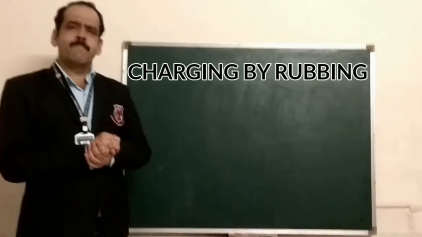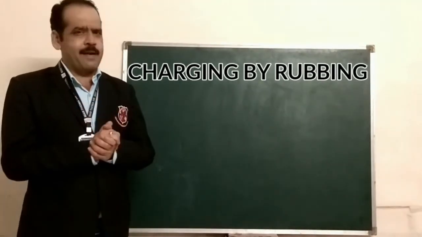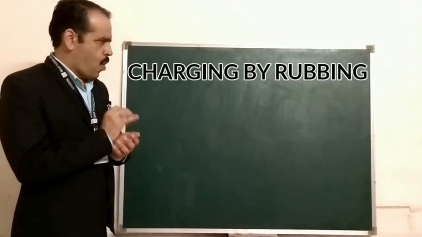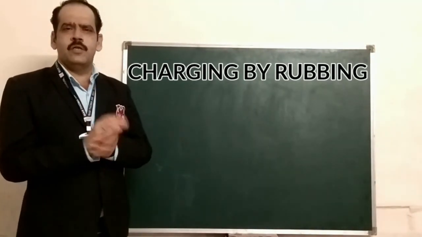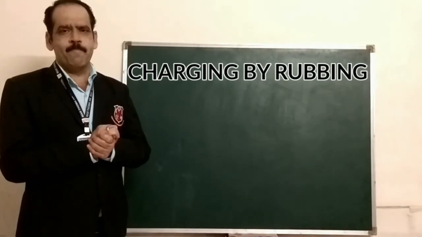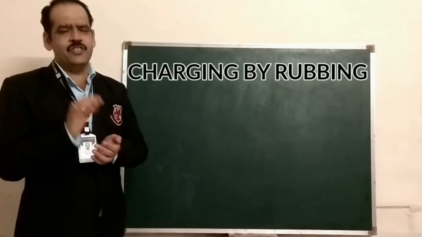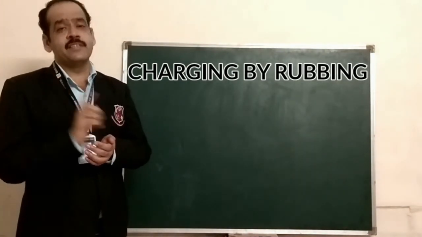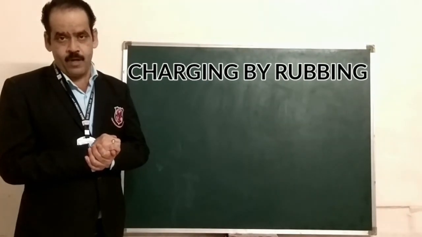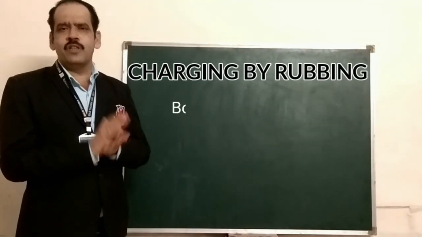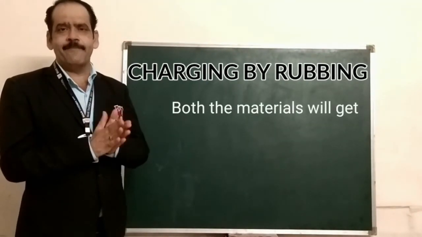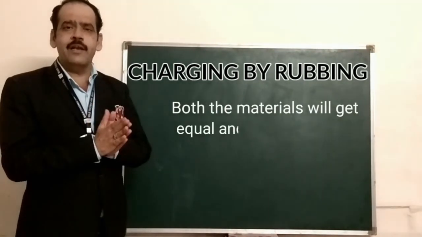One more thing is, when an insulator is charged by rubbing, only the area which is rubbed gets charged, and there is no tendency of charge to move into other regions of the insulator. And in this method, both the materials will get equal and opposite charge.